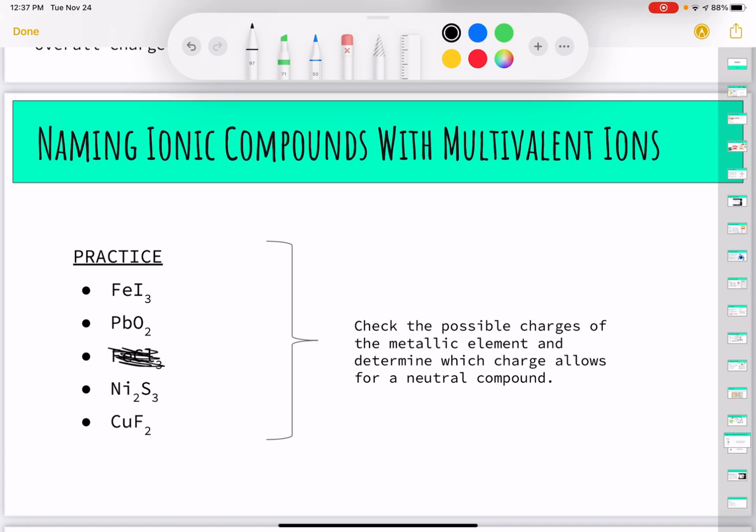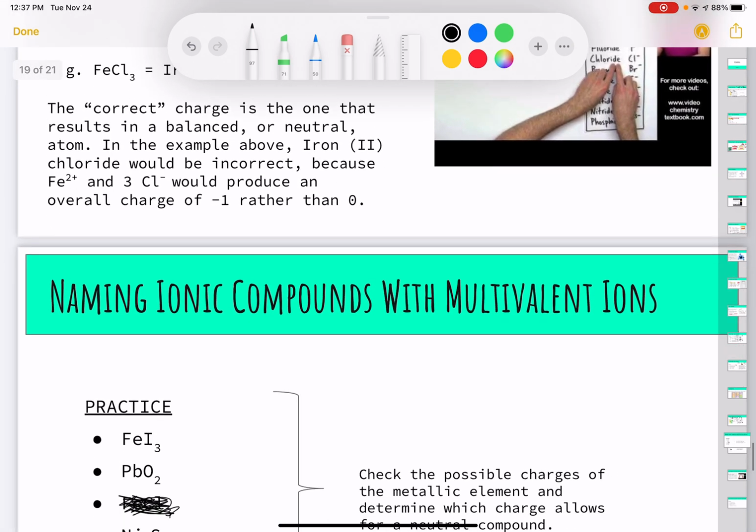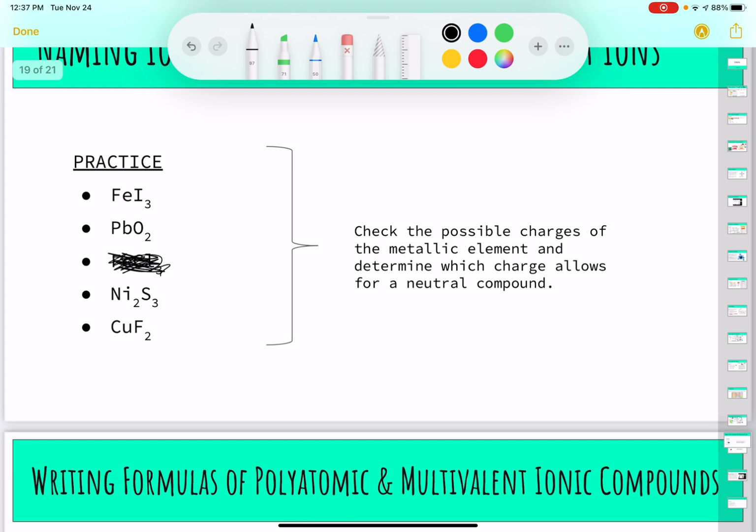So let's continue on with naming compounds with multivalent ions. I already did FeCl3, so I crossed that one out. That was the example above. So let's try some other ones here. We've got FeI3.